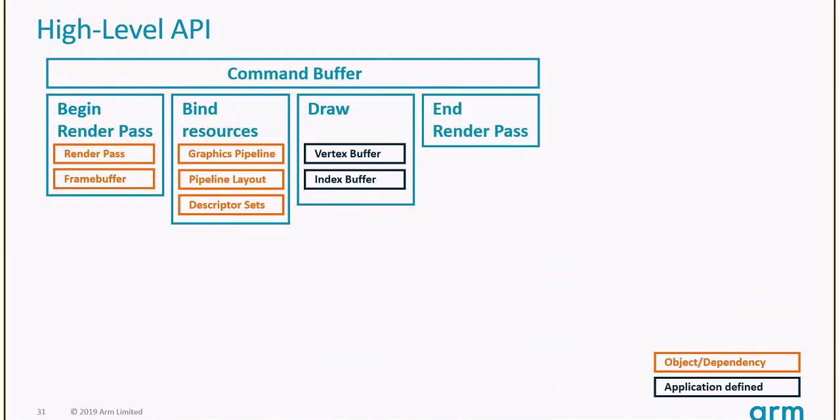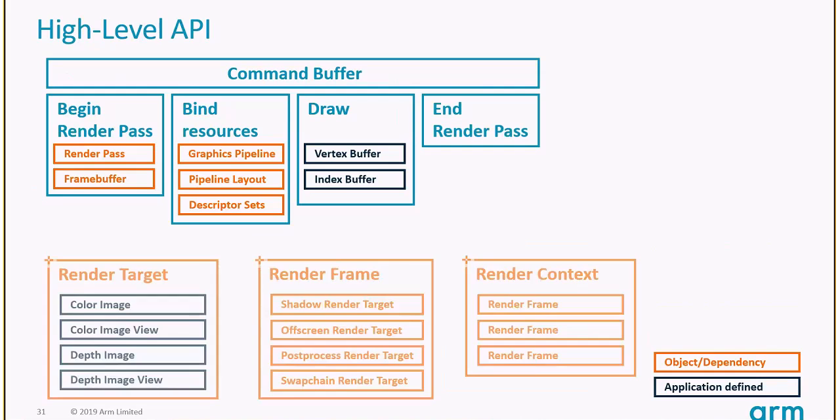We have a bit higher level API, which lets you begin a render pass using a render pass and the frame buffer that are actual Vulkan objects. Then you bind resources. There are typically a graphics pipeline with its layout and the descriptor sets for the attachments you need in that pipeline. You're going to draw using vertex buffer and index buffers, and then you're going to end your render pass.